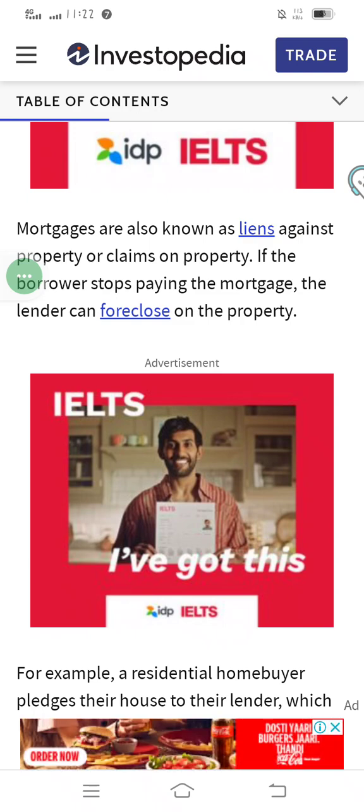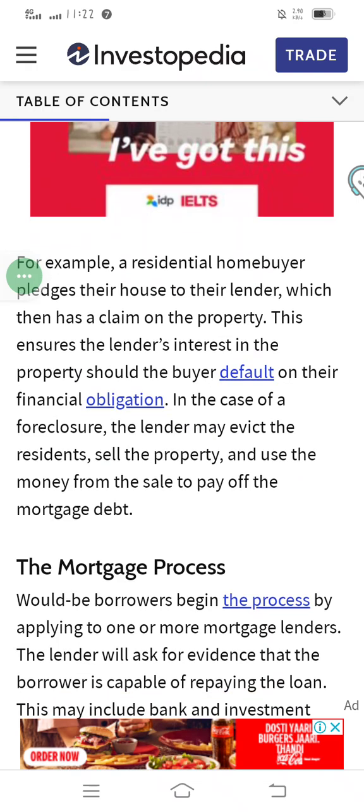Mortgages are also known as liens against property or claims on property. If the borrower stops paying the mortgage, the lender can foreclose on the property. For example, a residential home buyer pledges their home to the lender, which then has a claim on the property. This ensures the lender's interest in the property should the borrower default on their financial obligation. In the case of foreclosure, the lender may evict the resident, sell the property, and use the money from the sale to pay off the mortgage debt.